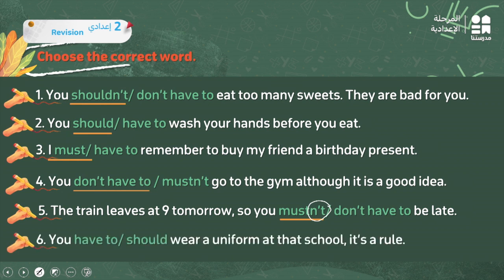And for number 6, you have to or should wear a uniform at that school. It's a rule. See here, it's a rule. واحنا اتفقنا any rule is related to which modal verb? انهي حاجة؟ Have to. Yes, you have to.